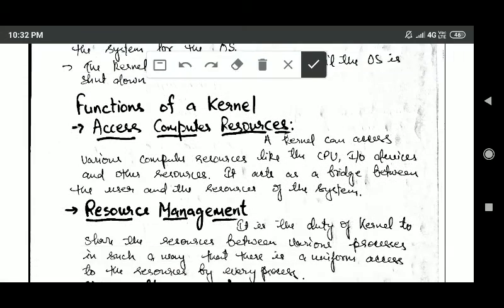The first function of kernel is access computer resources. A kernel can access various computer resources like the CPU, input-output devices, and other resources. Kernel acts as a bridge between the user and the resources of the system.